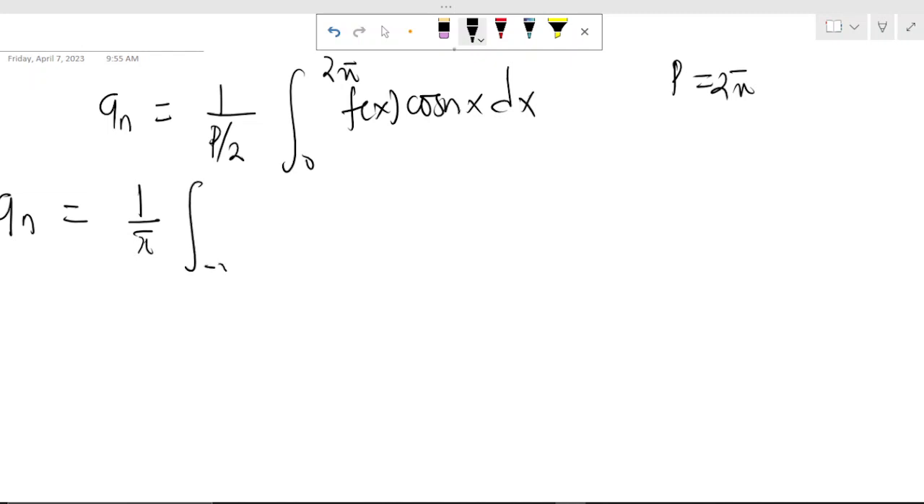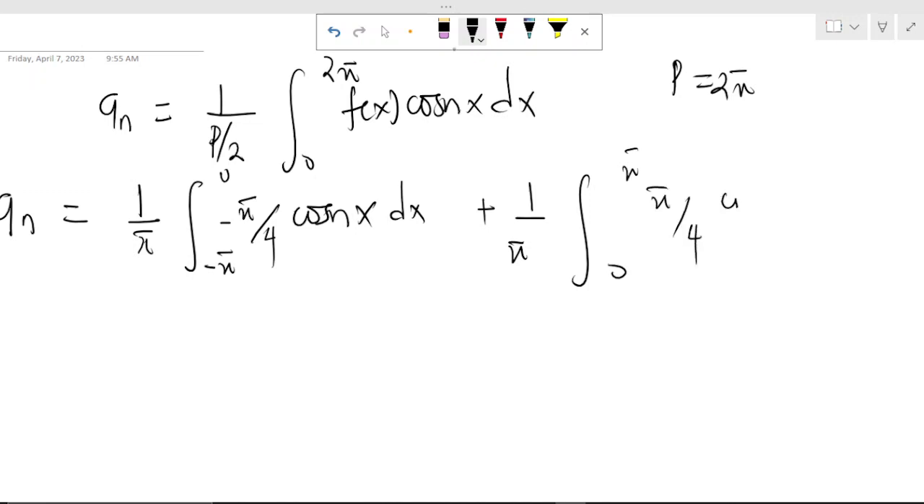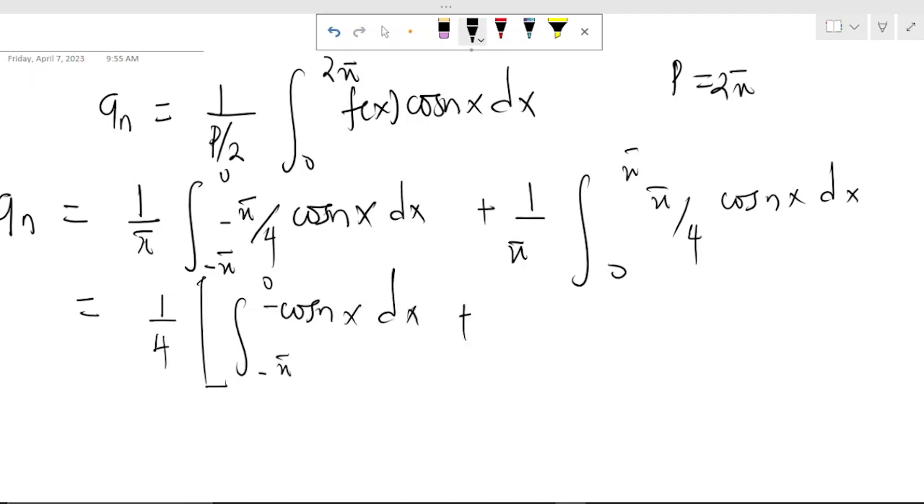Going from minus pi to 0 of minus pi over 4 cos nx dx plus 1 over pi, going from 0 to pi over 4 cos nx dx. So just like we did in the last integration for a naught, let's factorize the constant out. So 1 over pi is common, pi over 4 is common. That will give us 1 over 4 outside, integrating from minus pi to 0 cos nx dx, and we still have a minus here, plus integrating 0 to pi of cos nx dx.